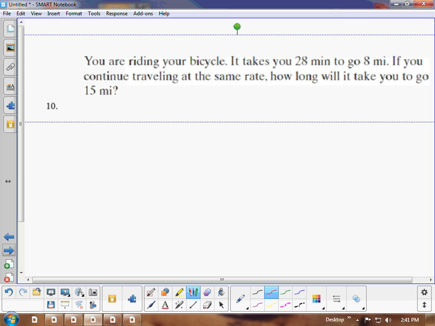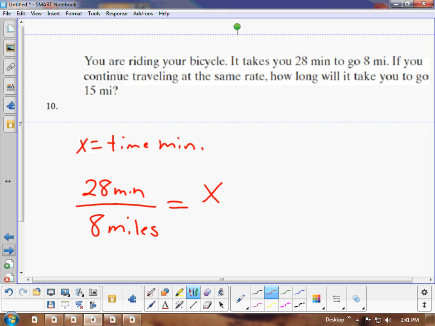How long is time? Let's say x is time, and that is in minutes. Okay, you're going to cross multiply to get this answer. Well, let's see how we do that. 28 minutes is to 8 miles, as x minutes is to 15 miles. Okay, we're going to cross multiply and divide, or just multiply both sides by 15 miles. And when you do that, your miles cancel out.